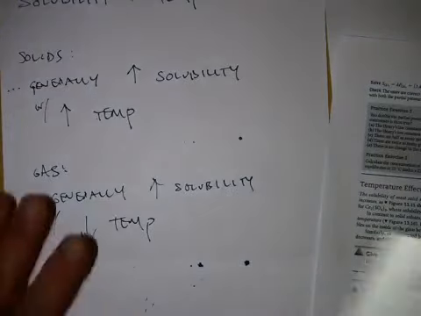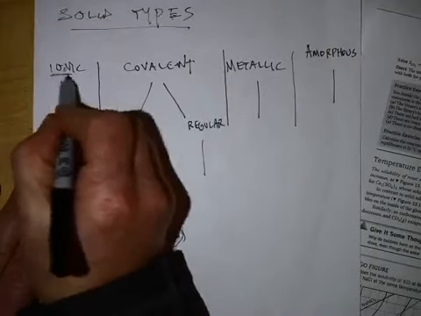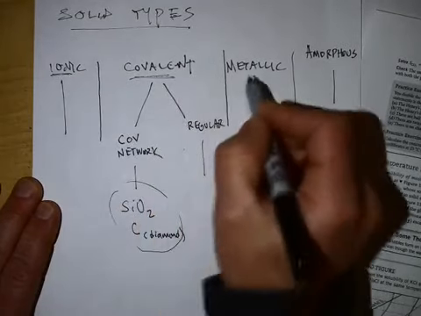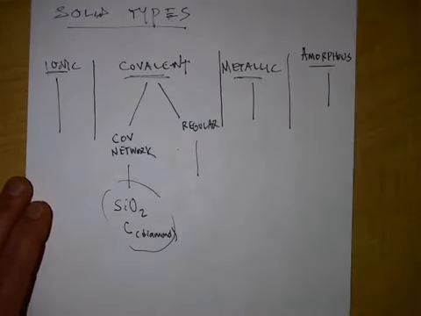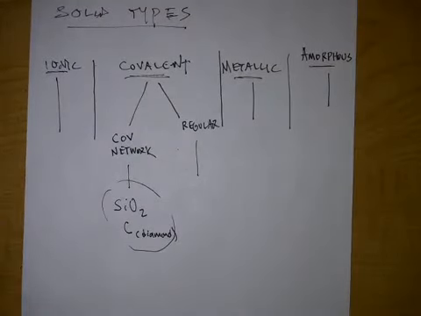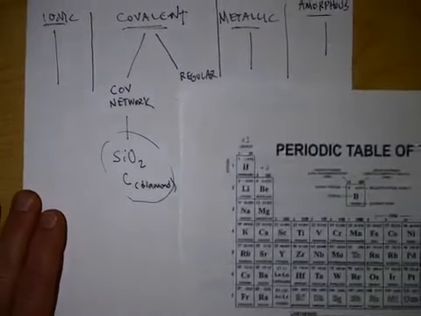Last thing of the day, different types of solids. For this, you need a periodic table. On your periodic table, we'll go through each one of these types of solids: ionic, two types of covalent, metallic, and amorphous solids, and give you some very, very general rules about these things that you'll be able to answer. First of all, find the metals on your periodic table.